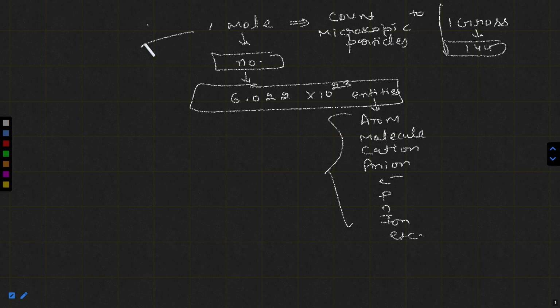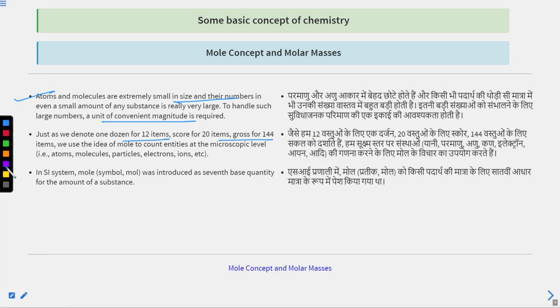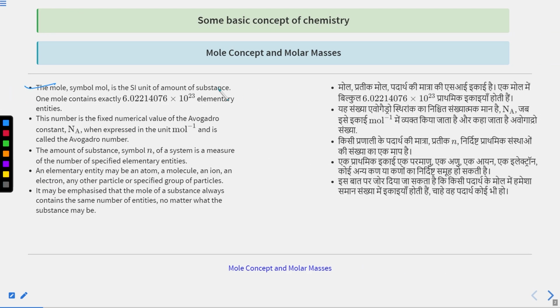The SI unit of mole is mol, and it is represented as the seventh base unit in the SI system, for the amount of substance. So the mole, symbol mol, is the SI unit of the amount of substance, and 1 mole contains exactly 6.022 into 10 raised to the power 23 elementary entities.